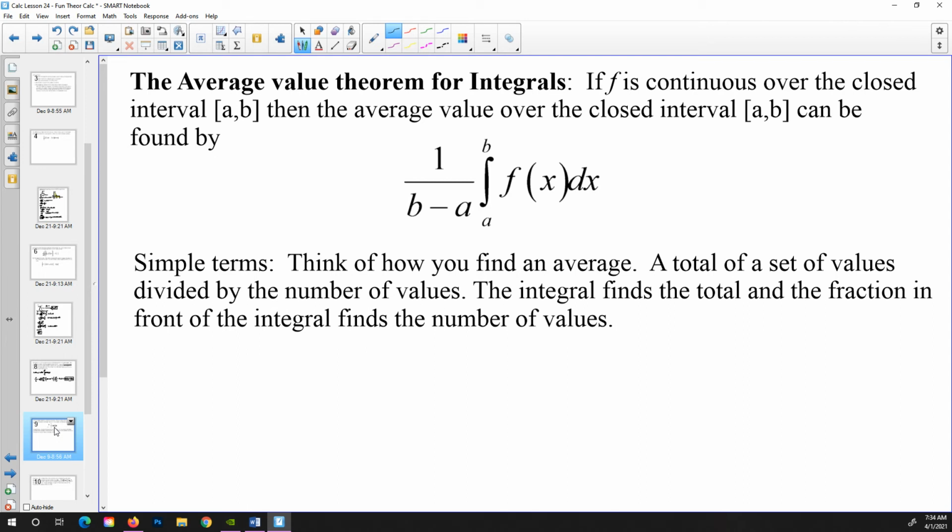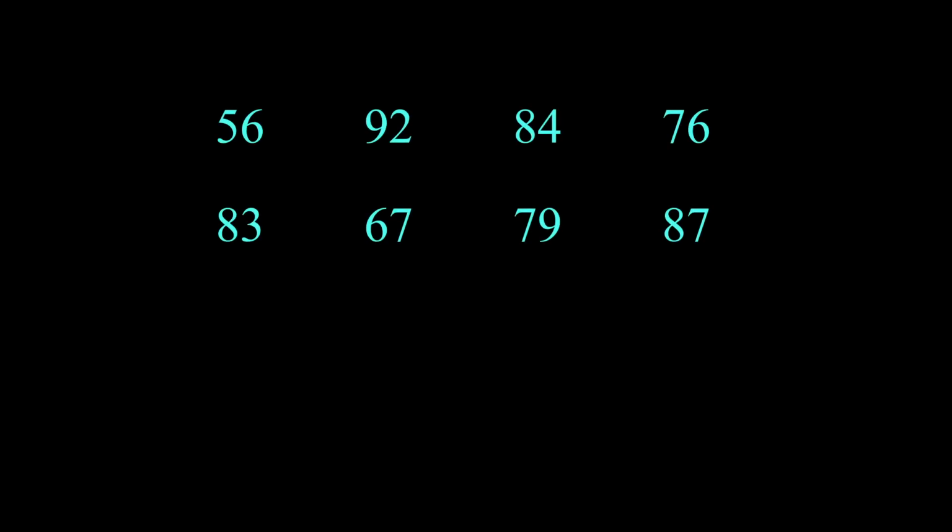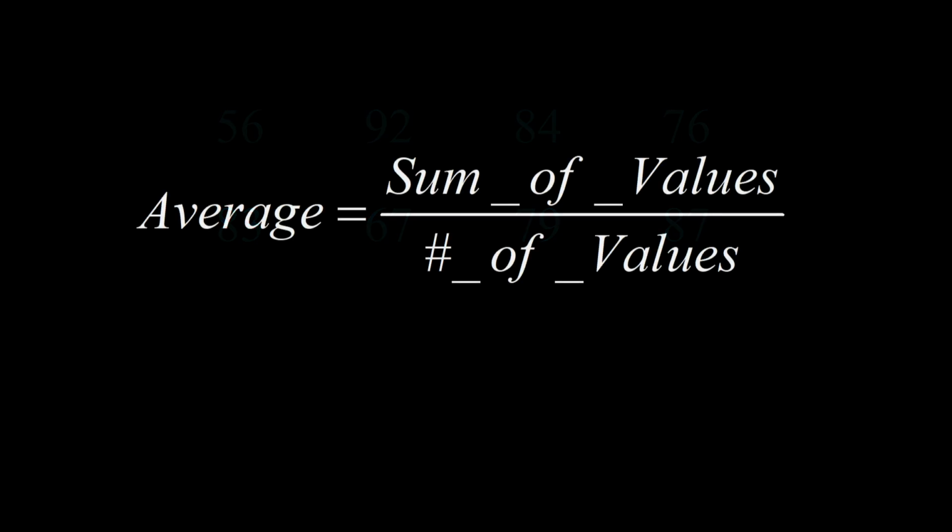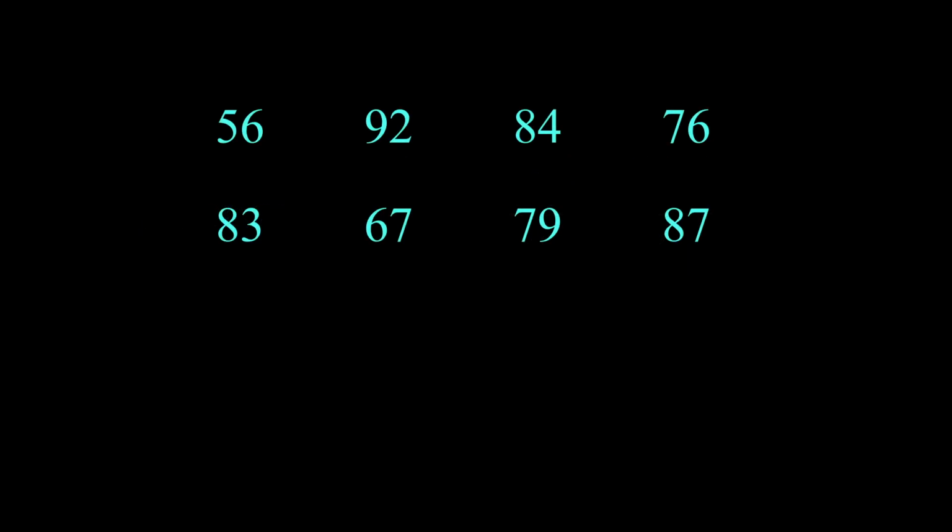All right. Moving along, the average value theorem for integrals. If f is a continuous function over the closed interval a to b, then the average value over the closed interval a to b can be found by 1 over b minus a times the integral from a to b of f of x dx. To think of this in simple terms, let's look at a quick demonstration. Let's suppose that we have 8 test scores shown here in blue. We know that the average of these scores is equal to the sum of the values over the number of values. In this case, we would add up the 8 test scores and divide by 8.